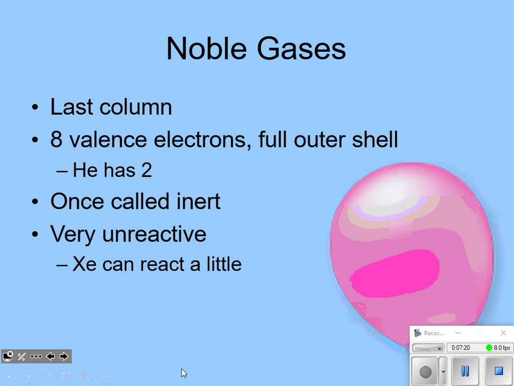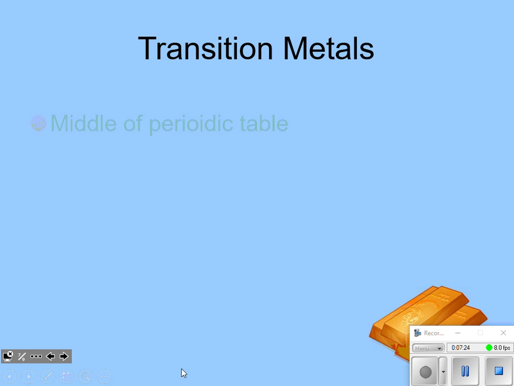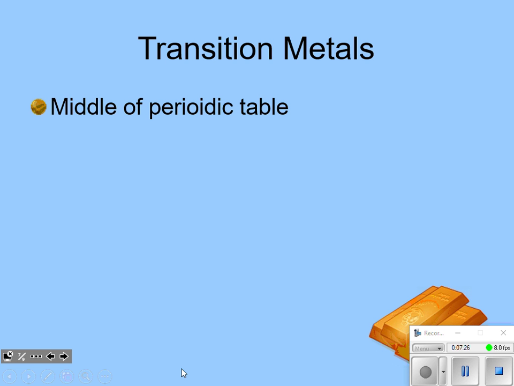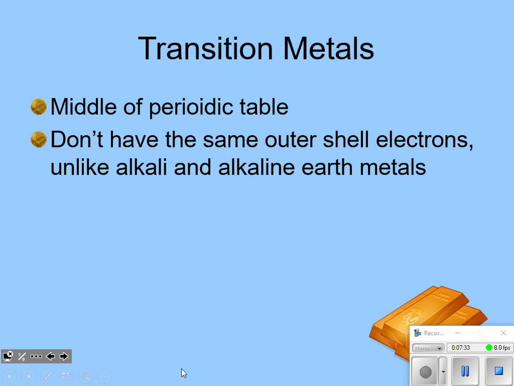But you notice there's 3 more slides left to your note packet that I want to go over. The first is the transition metals. Remember the d orbital from orbital notation? That is your transition metals. It's the metals in the middle of the periodic table. What makes them unusual is they don't all have the same number of outer shell electrons.